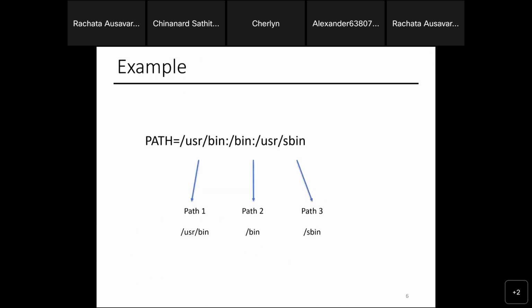Let's say here is your path variable. Right now, how many directories is your path variable pointing to? Again, it's divided with a colon, so there are 3 chunks here: /user/bin, /bin and /user/sbin.